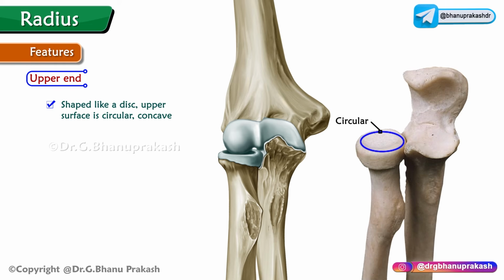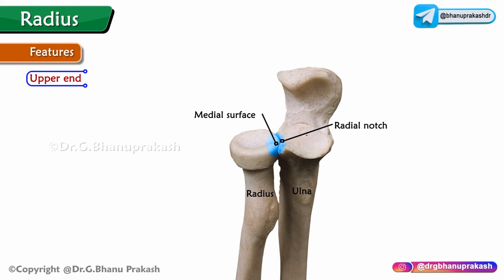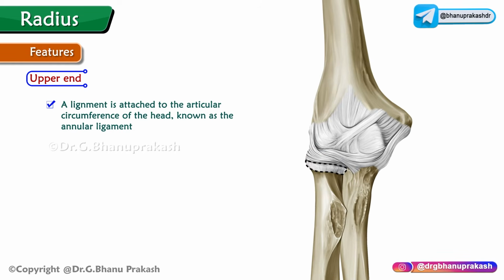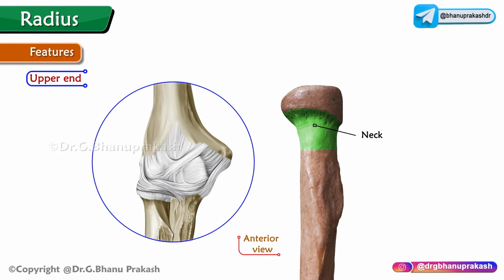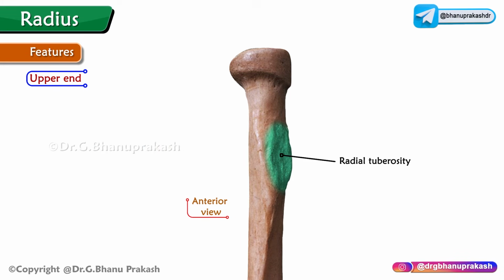Its upper surface is circular, concave, and articulates with the capitulum of the humerus. The medial surface articulates with the radial notch of the ulna. A ligament is attached to the articular circumference of the head, known as the annular ligament. The neck. It is the constricted part below the head. It is also surrounded by the lower part of the annular ligament. The radial tuberosity is located just below the medial part of the neck.